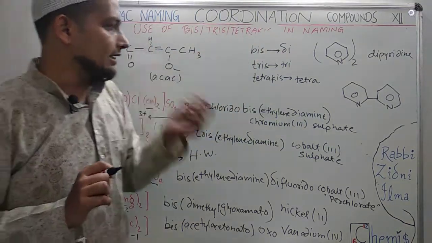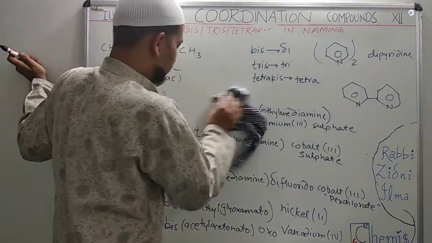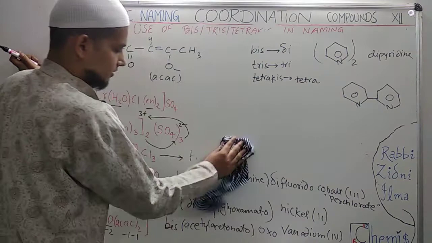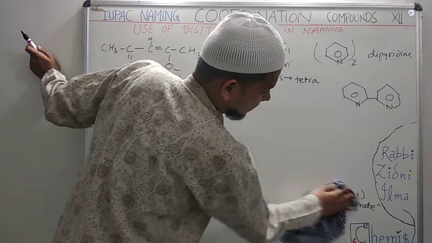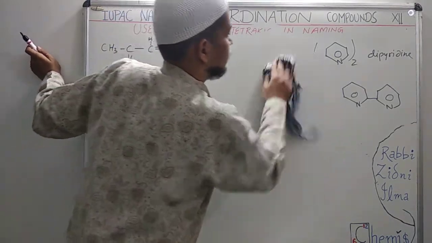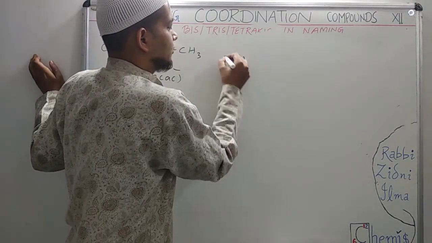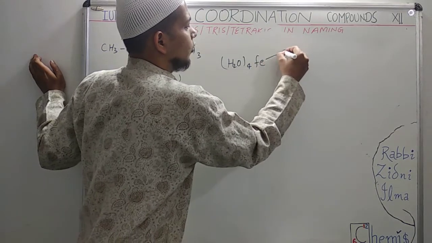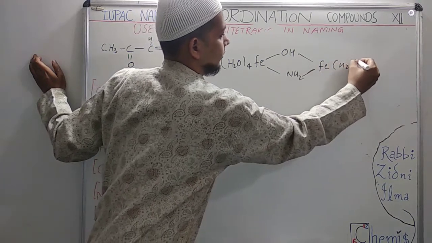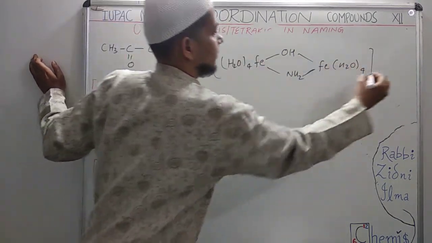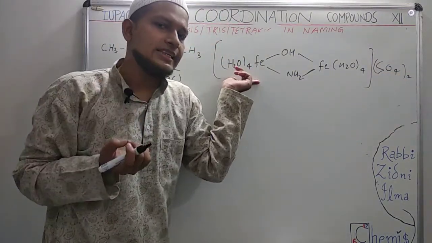Now moving on to the last section of the video. The last section is about the bridging ligands. In the ligand video I have told you that these are important, but I never showed you the naming. The naming comes here. Now if I say I have this sort of compound, (H2O)4Fe(OH)(NH2)Fe(H2O)4 with, let us consider, 2 sulfates, what could be the probable IUPAC name for this compound?